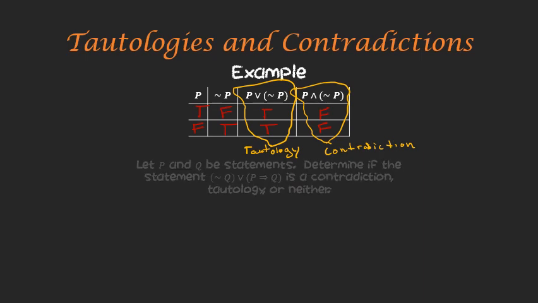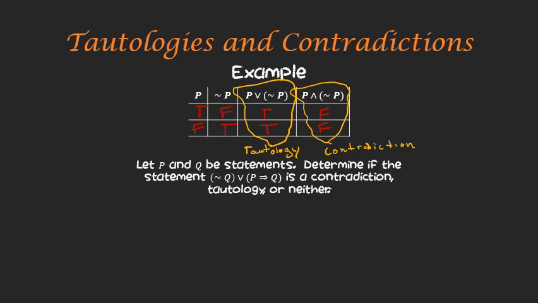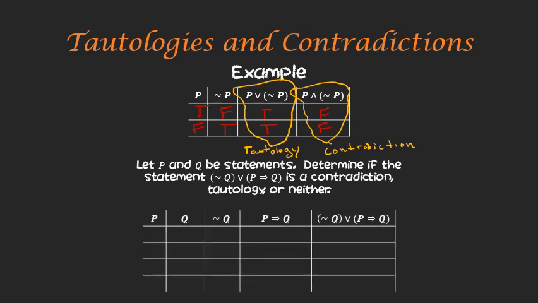Let's take a look at one more example here. Let P and Q be statements. Determine if the statement not Q or P implies Q is a contradiction, tautology, or neither. What we can do here is just do a truth table. Our compound statement is not Q or P implies Q. That's built off of P implies Q, not Q, and then the component statements P and Q.